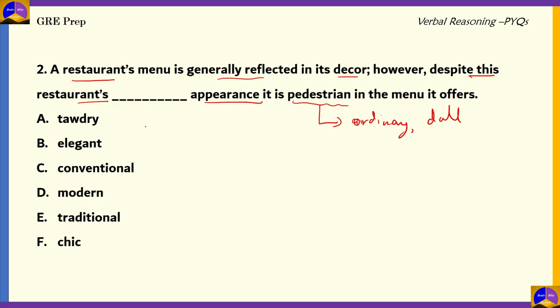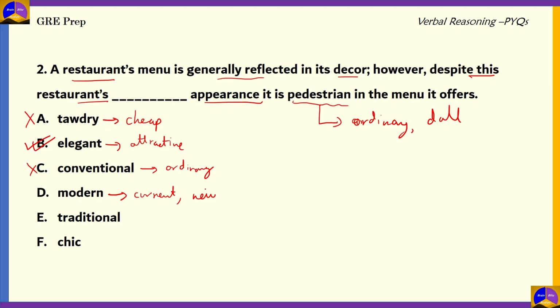So we have 6 options to choose from again. Option A, tawdry, actually means cheap. So of course it's actually a synonym of pedestrian, so that cannot work. Option B, elegant, means attractive, which is of course the opposite of dull. So option B, elegant, can be used in terms of the restaurant's appearance. Option C, conventional, that of course means ordinary or according to convention, so it cannot be used to describe the restaurant's appearance. Option D, modern, stands for current or new.